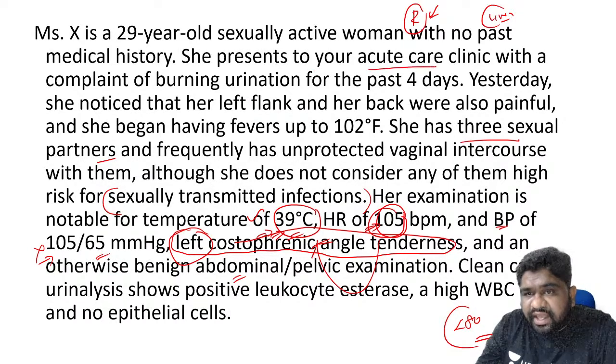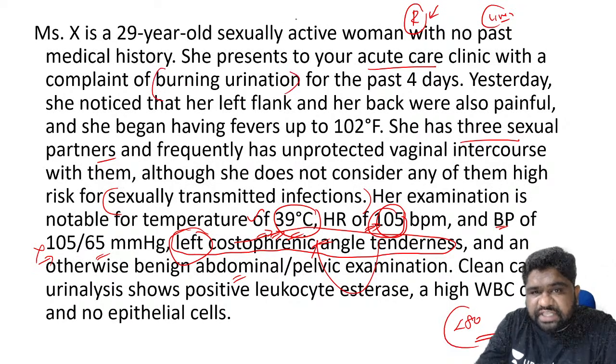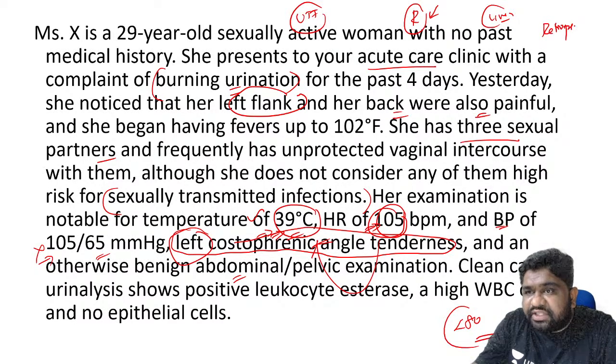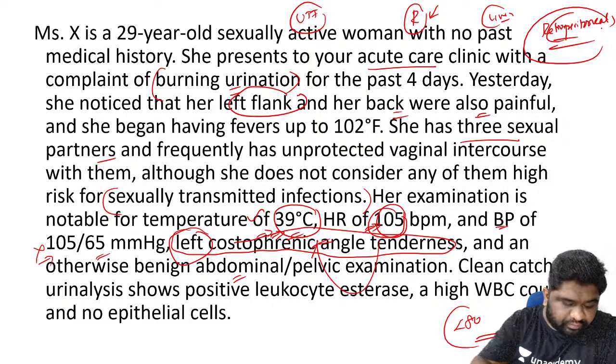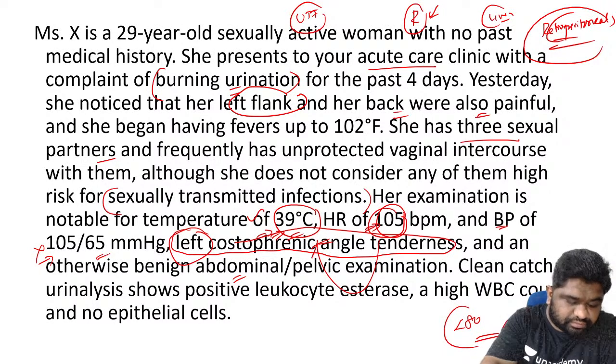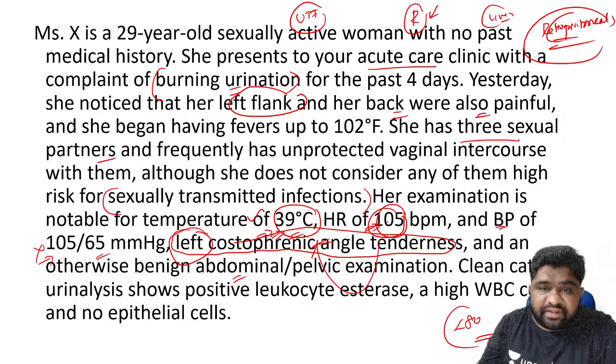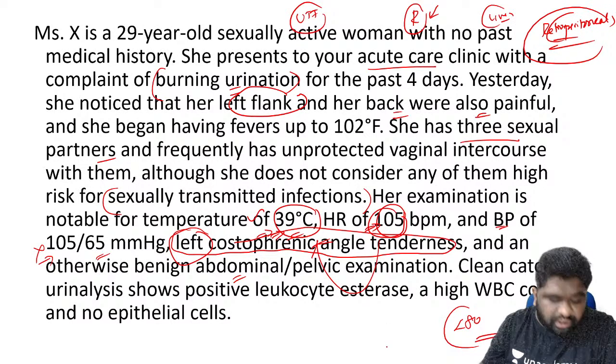So you present to the acute care clinic with a complaint of burning micturition, which can speak about UTI. But if it was only burning micturition, I could have stopped with UTI. But look at it, she is noting left flank and her back being very painful. So it is something called a retroperitoneal situation. In the retroperitoneal area, which organs do you think are involved?